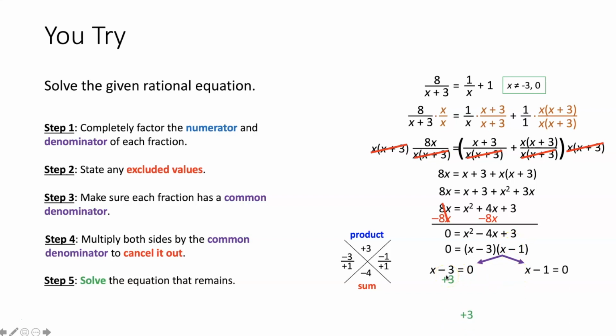So over here, we add 3 to both sides. We get x is equal to 3. Over here, we add 1 to both sides. We get x is equal to 1. So we have found our two solutions to this equation up here. But we need to make sure that neither of these are included in our excluded values. They are not, so we have our answers.